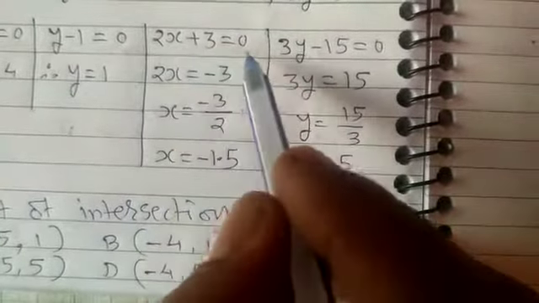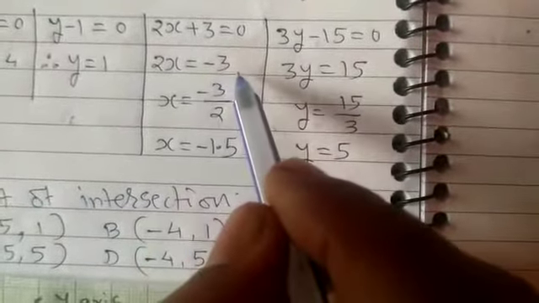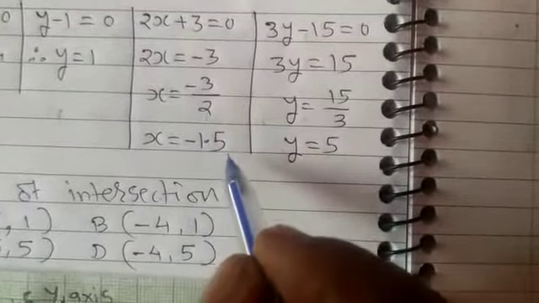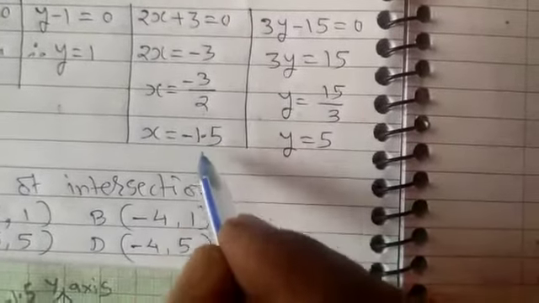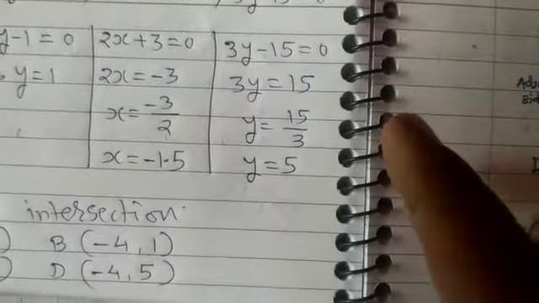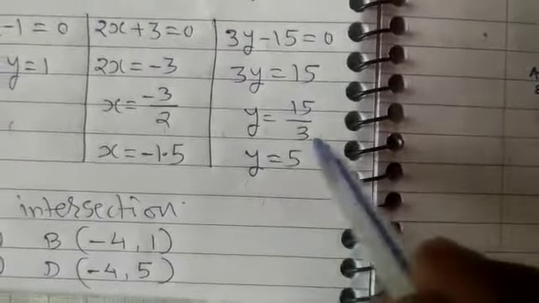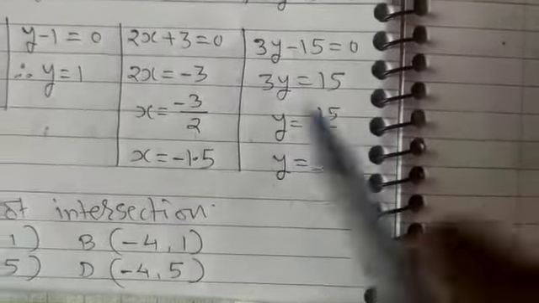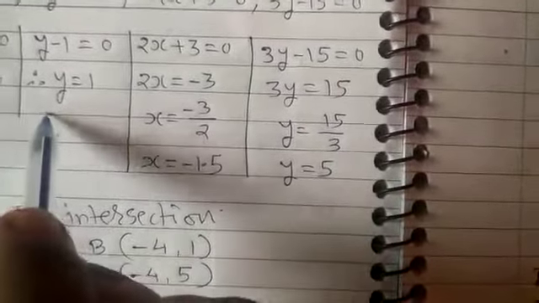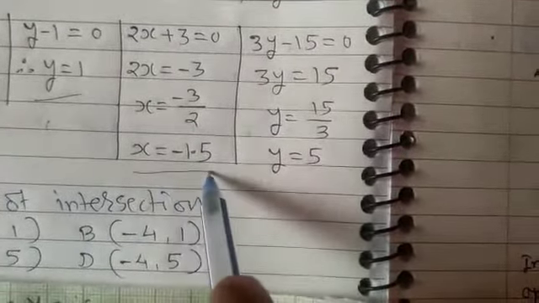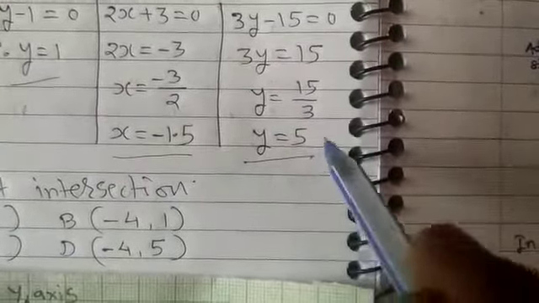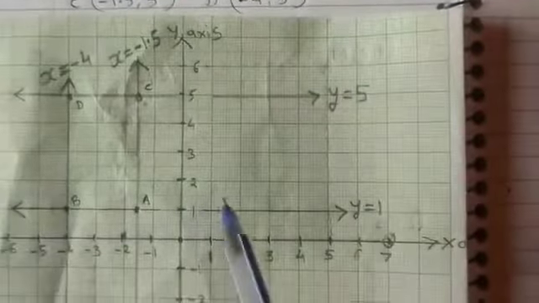Next, 2x plus 3 equal to 0. Transfer this 3, 2x equal to -3. Therefore x equal to -3 upon 2, that is x equal to -1.5. The next is 3y minus 15 equal to 0. Transfer, 3y equal to 15. Therefore y equal to 15 upon 3. Therefore y equal to 5. So now we want to draw this graph. x equal to -4, y equal to 1, x equal to -1.5 and y equal to 5. So see the graph.